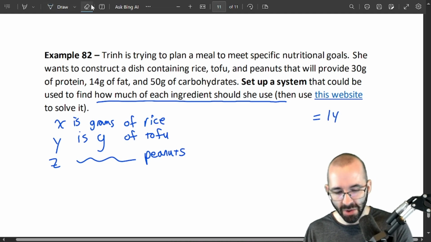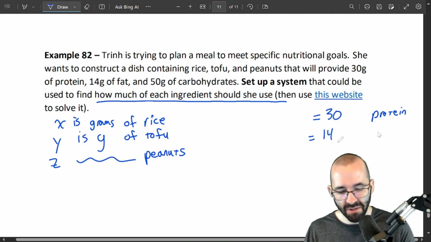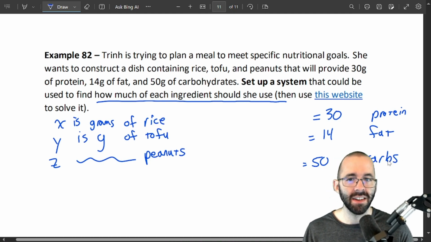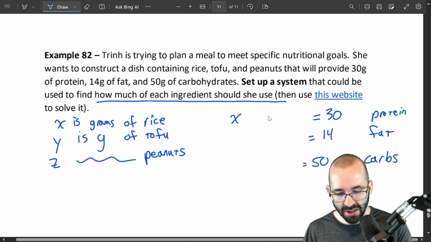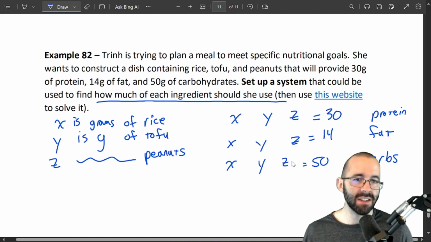All right, let's go in order, right? We need 30 grams of protein. We need something to equal 14 grams of fat. And we need something to be 50 grams of carbs. And so they're all going to look something like this. We just need to find out the nutritional value for these things, and then that's what our coefficients are going to look like for these ones.